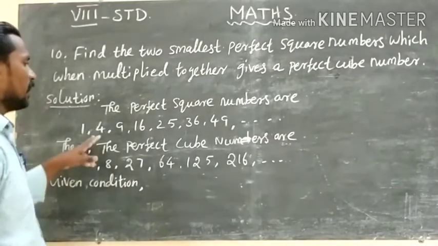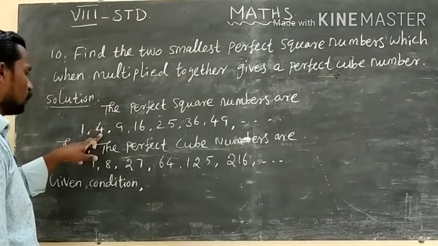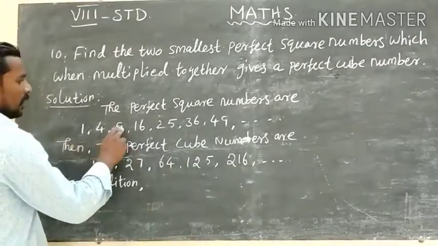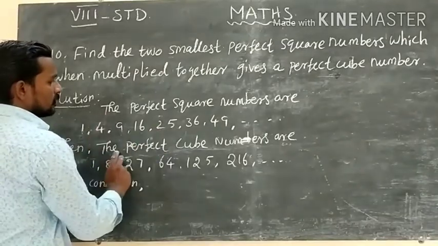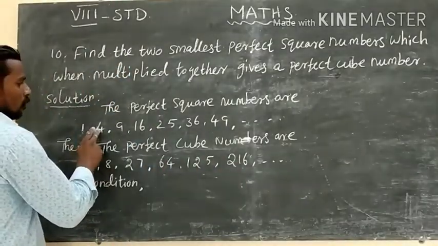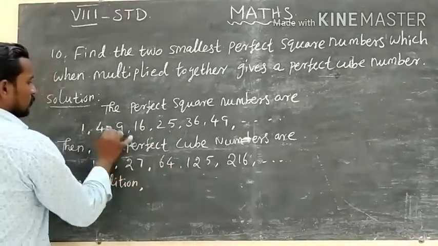So choose randomly. Choose first these two numbers. 1 times 4 is 4, 4 is not here among the cubes. Then 1 times 9 is 9. 1 times 16 is 16. So no one exists. Then check this one: 4 times 9 is 36. 4 times 16 is 64.